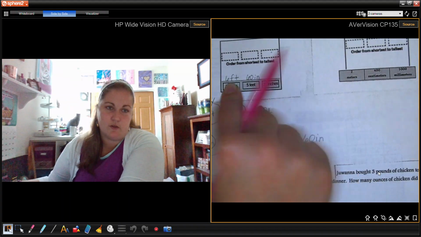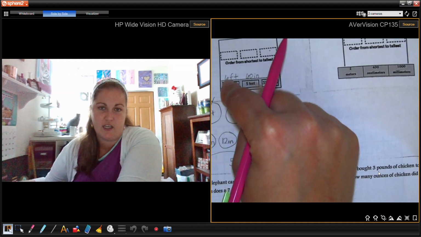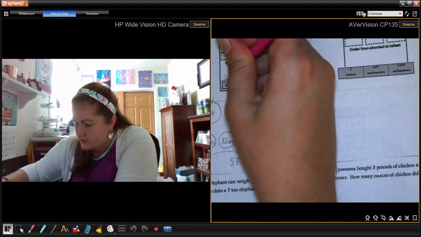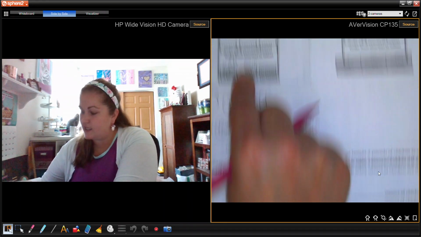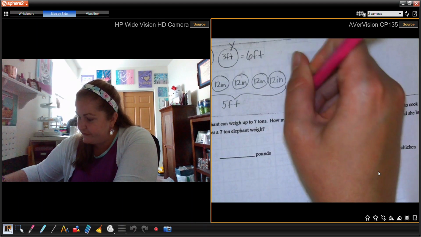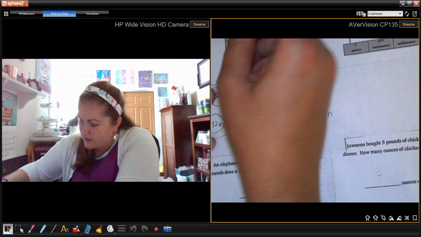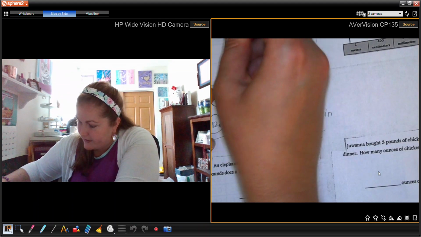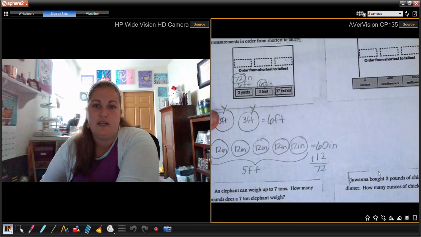And if you wanted even more proof that this is the largest, I could take the 6 feet and exchange it for inches. Meaning if I know 5 of them are 60, I could just add 12 more to that, 1 more foot, and that's 72 inches. This is 72. And then it might be easier for you to compare all of them in inches.